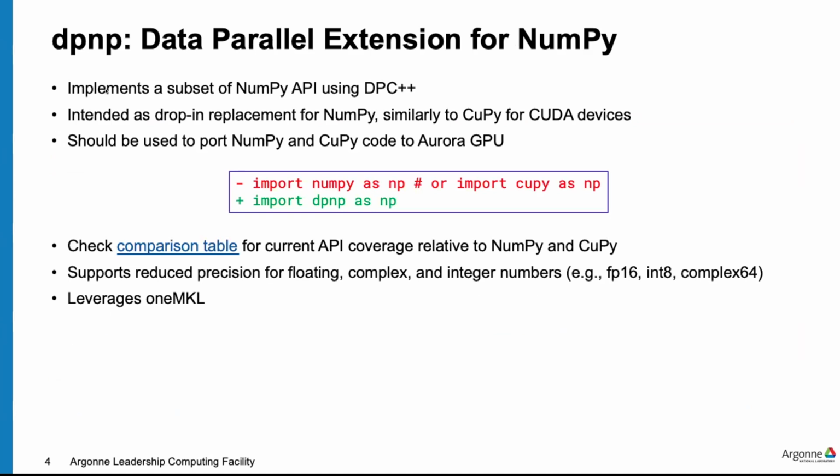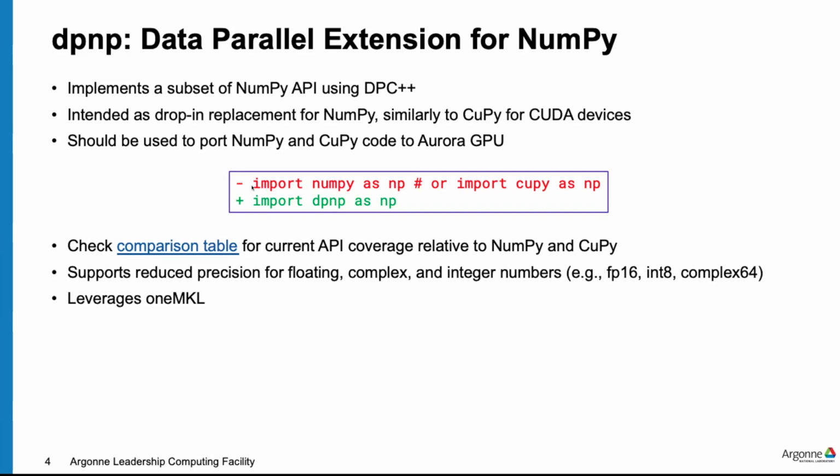Now, let's go through those actual packages. So we'll start with DPNP, which again is the Data Parallel Extension for NumPy. This is really what Intel did to implement a subset of the NumPy API using DPC++. It was intended as a drop-in replacement for NumPy, so in this spirit, it's very similar to what CuPy did for CUDA devices, in the sense that it's a drop-in replacement in many cases for NumPy on NVIDIA devices. And so it's really the first step in porting NumPy code or CuPy code to the Aurora GPUs. And this really should be a drop-in replacement.